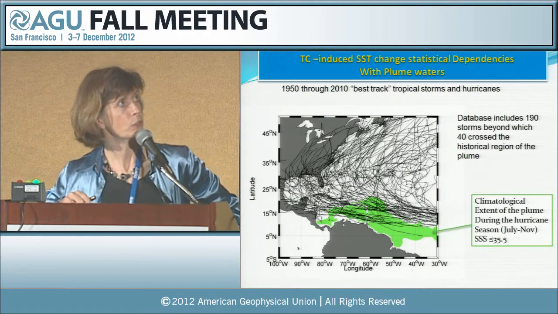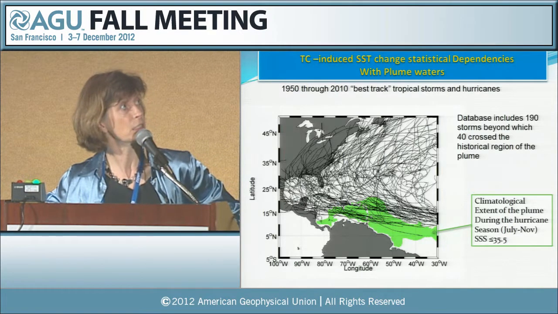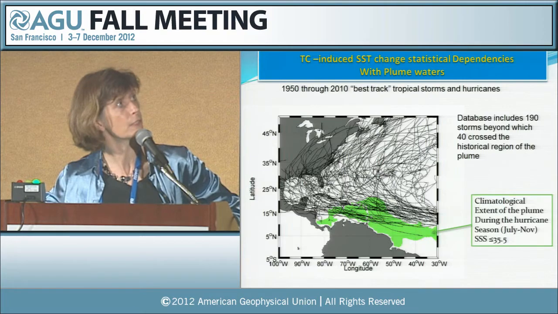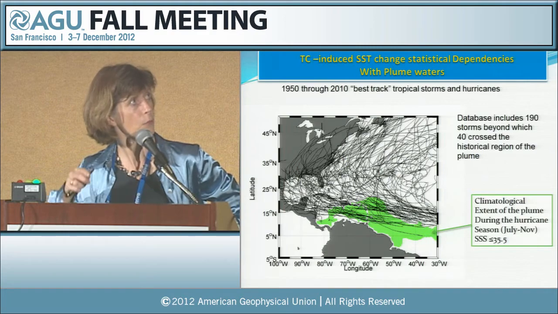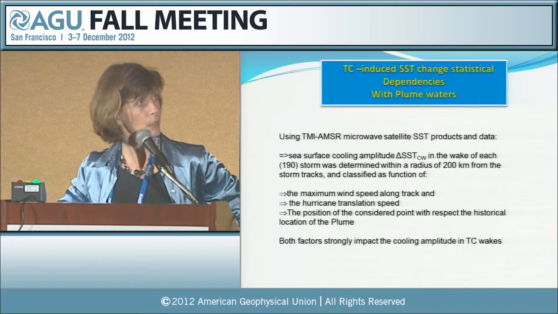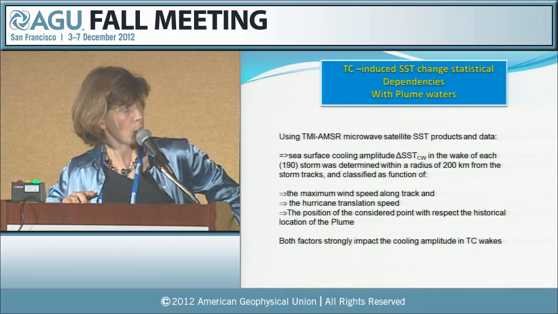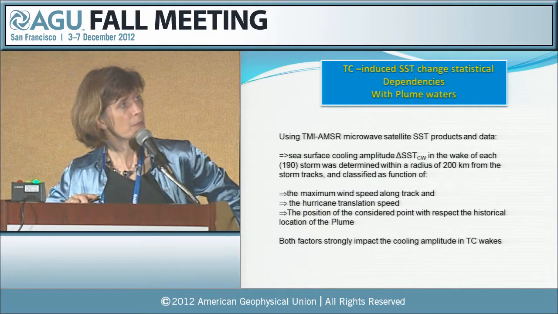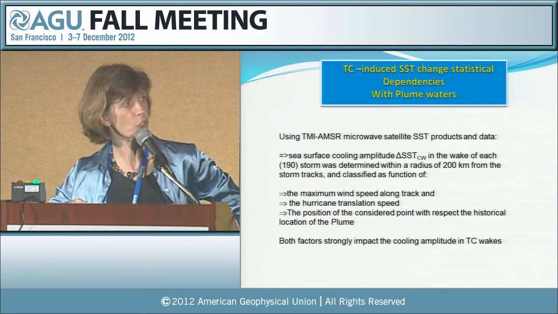Then they wanted to see if what they saw in this particular example was representative of other historical cyclones. So they came back to all the cyclones measured during these time periods. In fact, they looked at the cyclones over the period of the TMI microwave satellite SST that they use to monitor the sea surface cooling amplitude in the wake of 190 storms. And they look at this cooling as a function of various parameters.